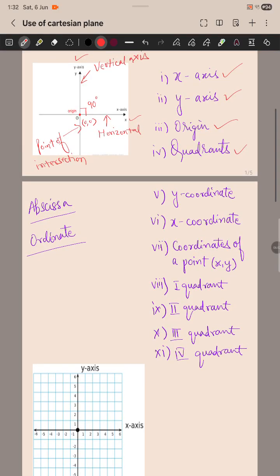So what did we understand? X axis, y axis, origin, quadrants. What is the y coordinate called? It is called the ordinate.